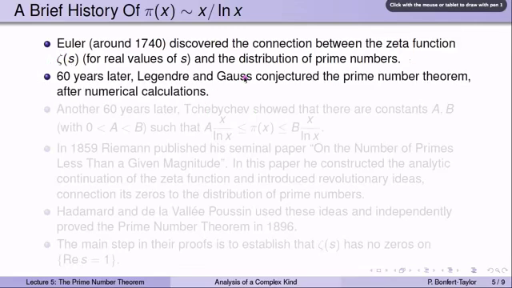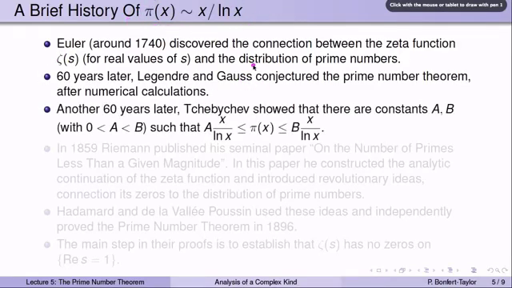60 years after Euler, Legendre and Gauss conjectured the prime number theorem after numerical calculations had led them to believe it should be true. Another 60 years later, Chebyshev showed that there are constants a and b, such that π(x) is bounded above by b times x over ln x and bounded below by a times x over ln x. This does not give you the prime number theorem yet, but it's closer. It's a step closer to the prime number theorem.